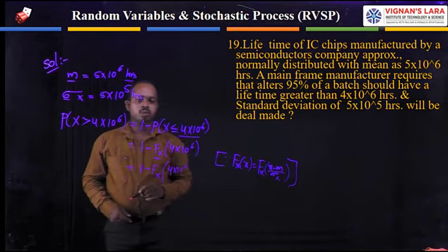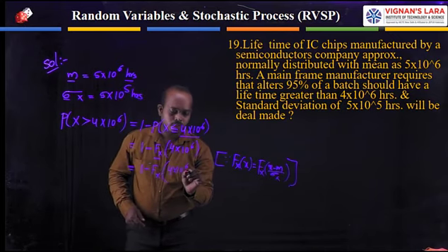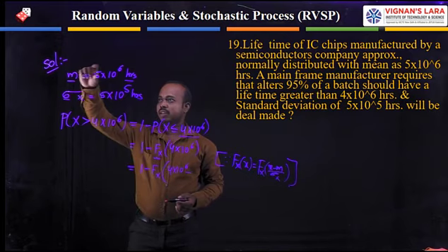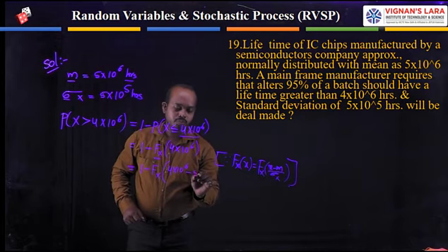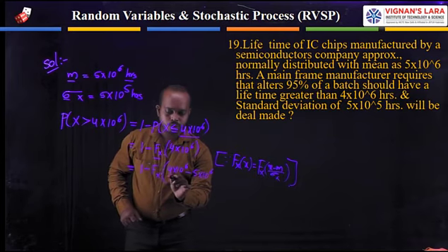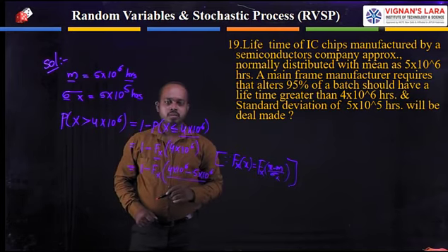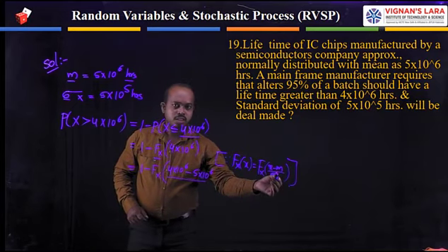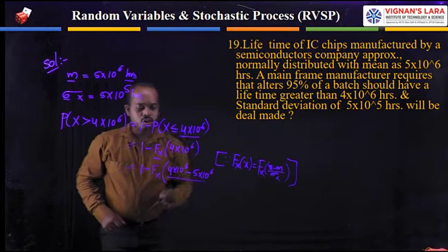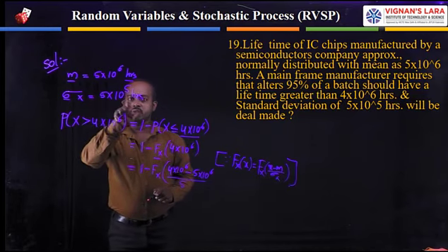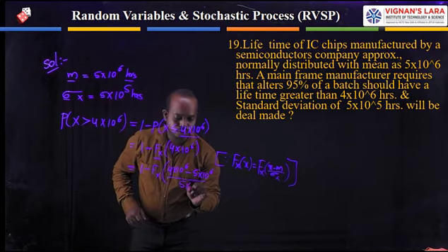4 into 10 power 6 minus the mean value. The mean value we already wrote here: 5 into 10 power 6, divided by, in the denominator, the standard deviation. The standard deviation quantity we already wrote in the given data: 5 into 10 power 5 hours.